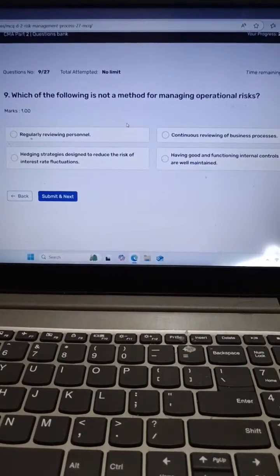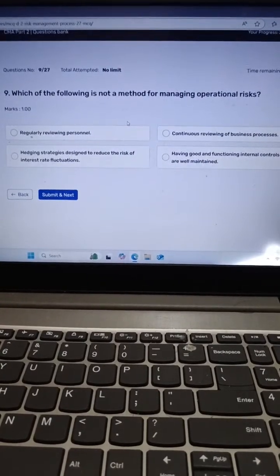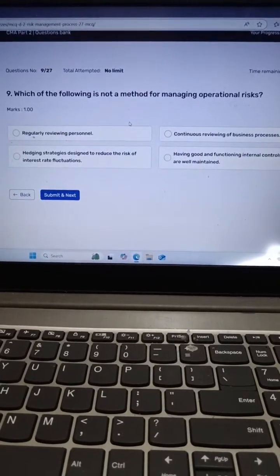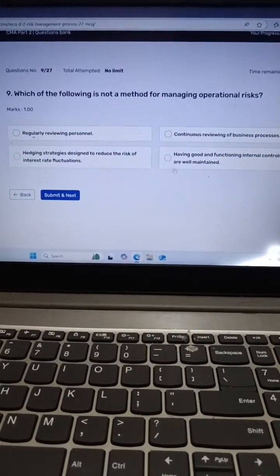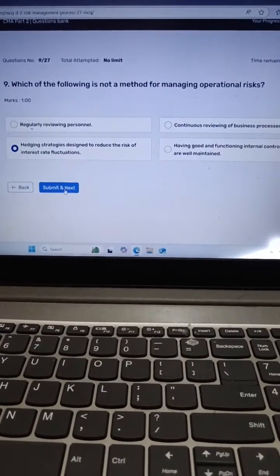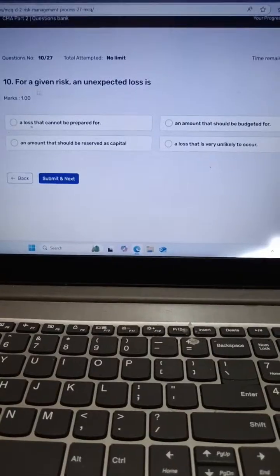Having a good and functioning internal control that is well maintained. This is also operational risk, and although hedging is not operational risk, it is related to financial risks.